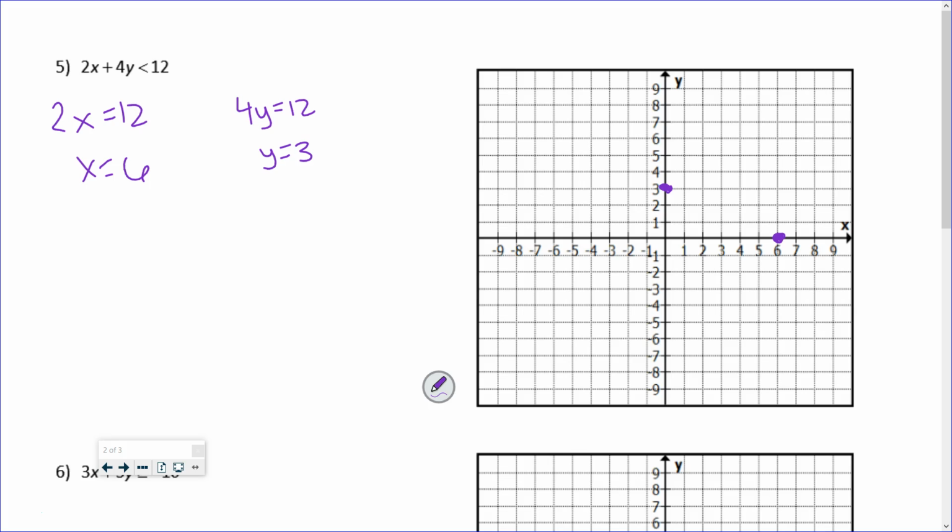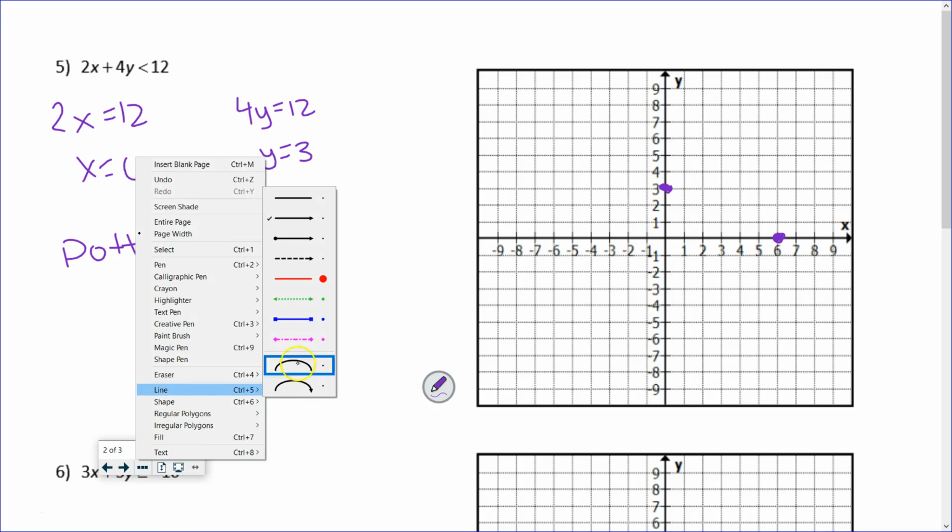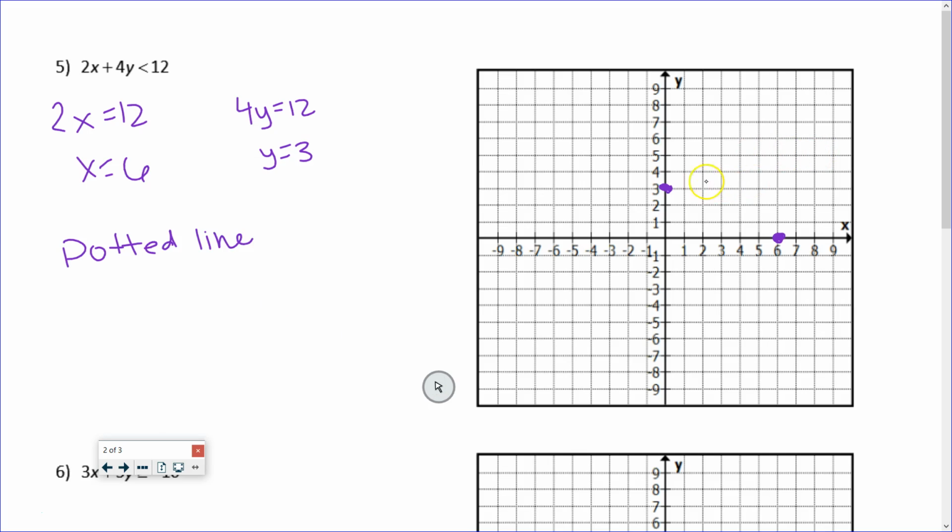All right, Kyle, am I going to have a solid or dotted line this time? I'm going to have a dotted line. Do y'all agree with Kyle? You should. Good. Why is it dotted? Because it is not equal to. Good. There's not a line underneath it. Get my dotted line. There we go.